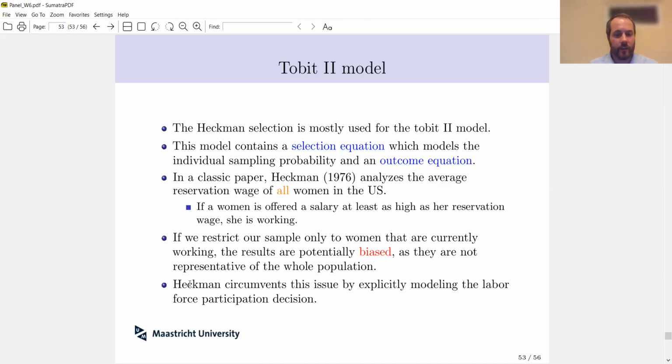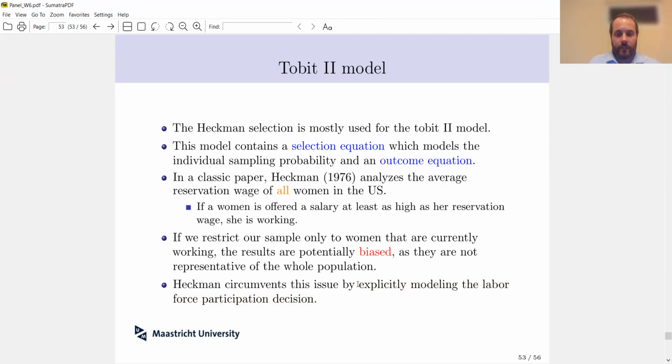Okay, so what does Heckman do? Well, he models the labor force participation decision. You see that we have biased estimates because the people that are working self-select into working, and therefore these people may be structurally different from those people that decide to stay at home. Therefore, whatever you find for the people that are working is biased for the general population, because this is not representative for the other people that stay at home.